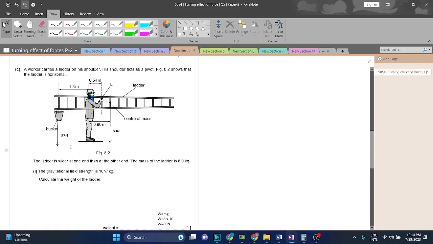If this force's moment is bigger, then you will need a clockwise moment to counter that, right? And if this moment is bigger, you will need an anti-clockwise moment to counter that, and we'll use L. So 87 into 1.3 will give us 113 and 0.9 into 80 will give us 72.